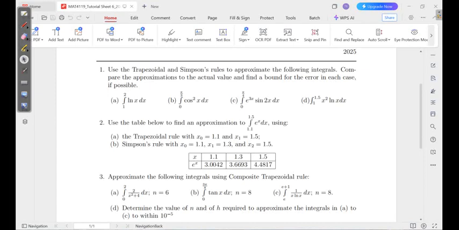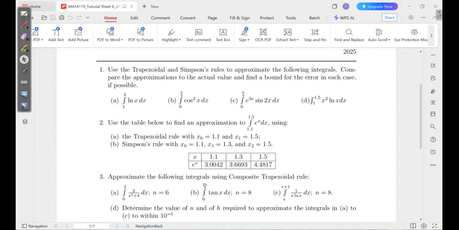So we're still looking at numerical integration, and the question that we look at is question 2 of this worksheet, and it says use the table below to find an approximation to this integral that we have here. The function is e to the x dx, and the limits are from 1.1 to 1.5. First of all we have to use the trapezoidal rule, then we also use Simpson's rule. So let's begin with the trapezoidal rule.